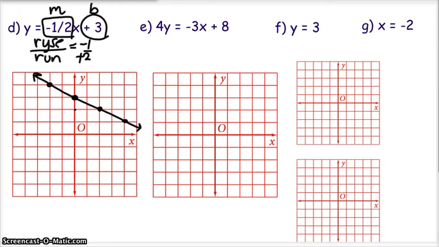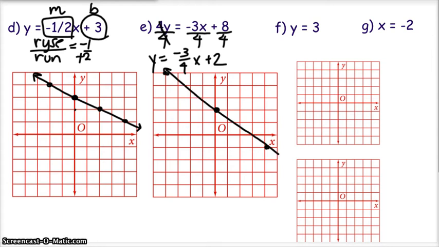Letter E is not in any format. If you want to graph it in slope-intercept form, you can get y by itself pretty simply here. Y equals negative 3/4 x plus 2, and then it can be graphed. Notice with both of these lines, because their slope is negative, the line is going downhill.